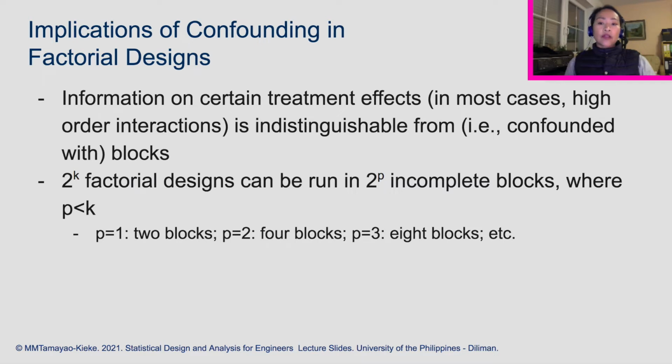Now, 2 to the k factorial designs can be run in 2 to the p incomplete blocks, where p is less than k. If p is equal to 1, then we have 2 blocks, p equal to 2, 4 blocks, and p equal to 3, 8 blocks, and so on. In each incomplete block, you would then have 2 to the p observations.